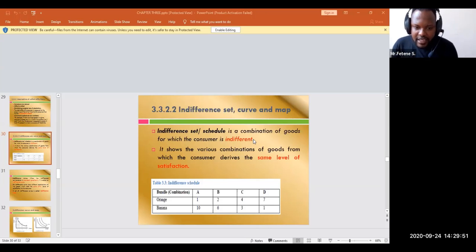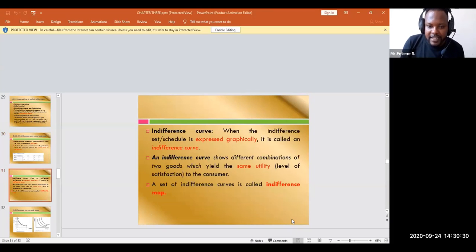This is what we call an indifference schedule or curve. For example, in this case, we have 2 commodities. The first one is orange, the second one is banana. From this we can derive the satisfaction or the utility. From orange we derive A1, from banana A. This combination, what do we call it? When it is shown in this form, we call it an indifference set or schedule. It shows the combinations in a table.